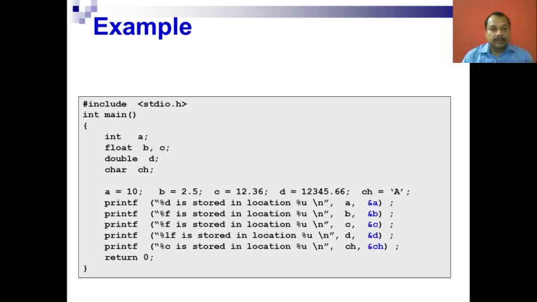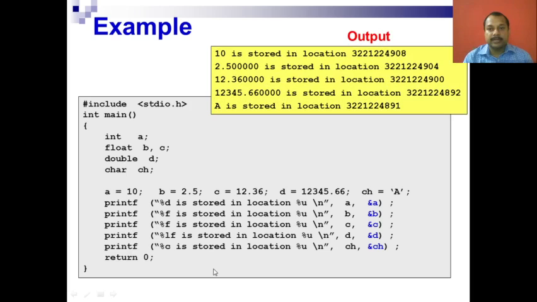After these 5 printf statements, I have a return 0. Now if I execute that on my system, this is the output. Please note that these initial values will be the same, but the memory location will change for you.